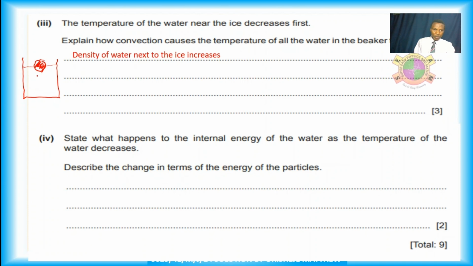So there are some particles, let's use this one. This is a particle close to this ice. Because there's a decrease in temperature, the ice is cooling this particle, so the speed of this particle is going to reduce. And as the speed reduces, it leads to a shrinking, that is a decrease. When the speed reduces, then this water is contracting.